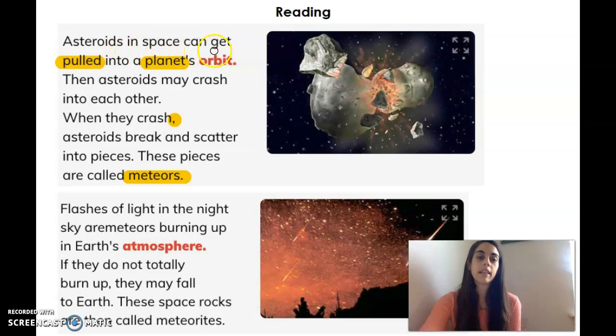Asteroids in space can get pulled into a planet's orbit. Then asteroids may crash into each other. When they crash, asteroids break and scatter into pieces. These pieces are called meteors. Okay, now please pause the video and read it aloud on your own.